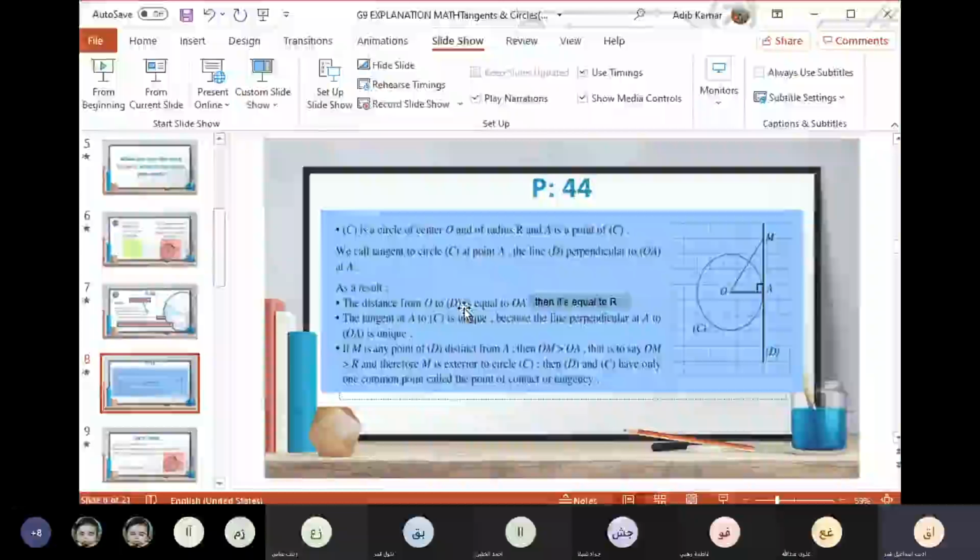Continue, Ahmad. The tangent at A to C is unique, because the line perpendicular at A to OA is unique.